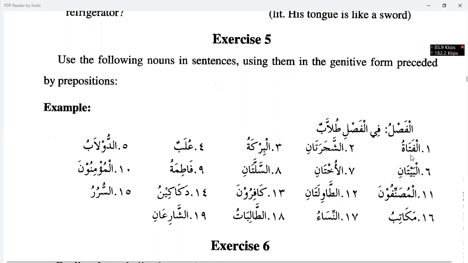Let me give you an example. I took the book from the girl. Akhadhtul kitaba minal fatati. Lil fatati kitabun, is that it, sir? Okay, lil fatati kitabun, the book is for the young girl. Okay, next.